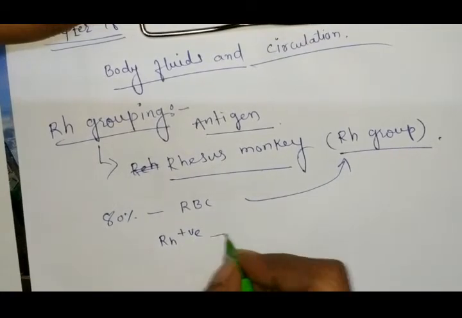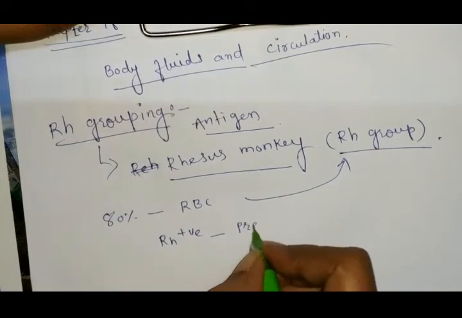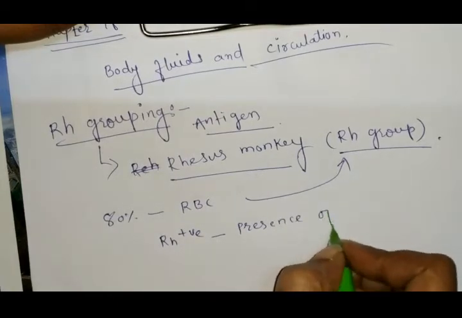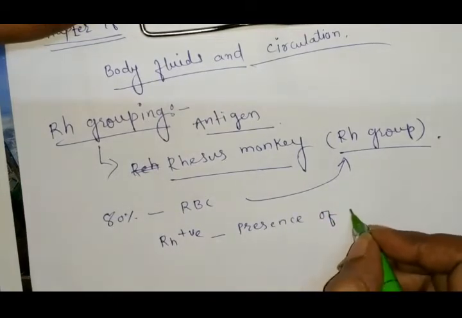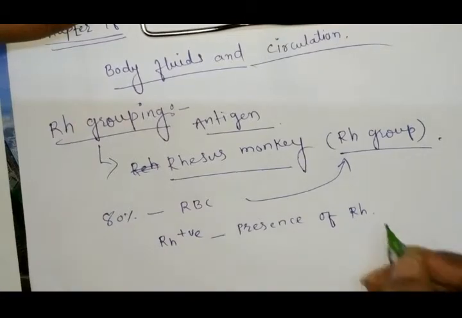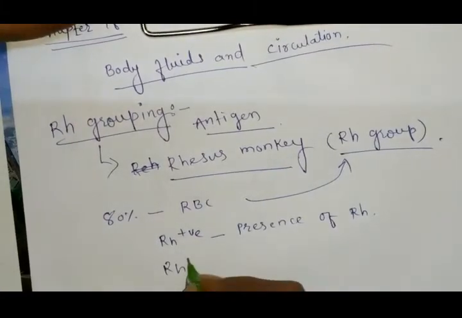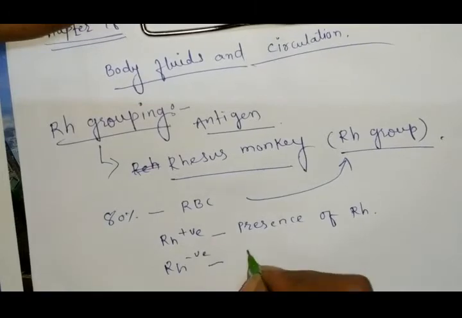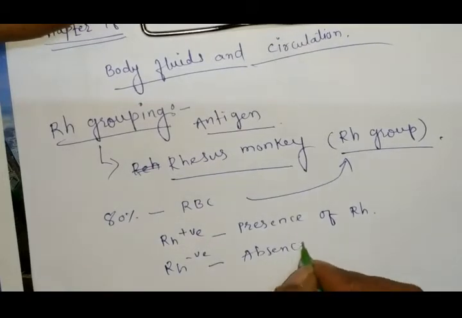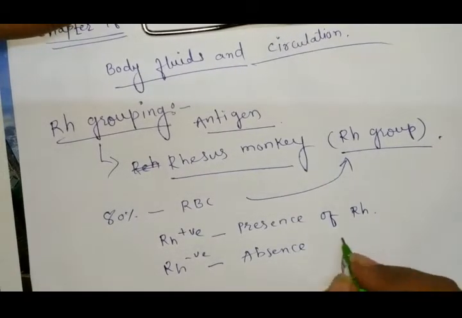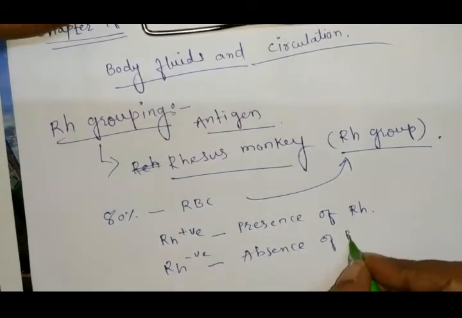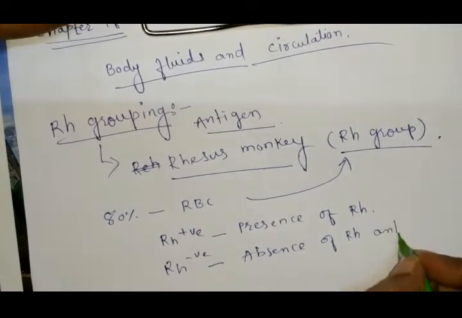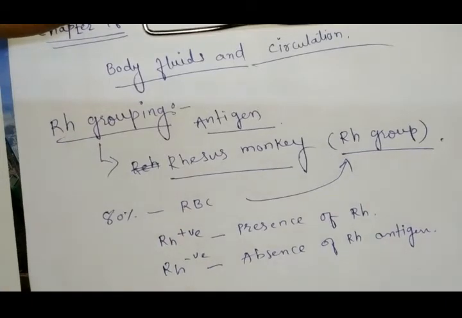and it means presence of Rh, and Rh negative means absence of this antigen, the Rh antigen. Understand all of you?